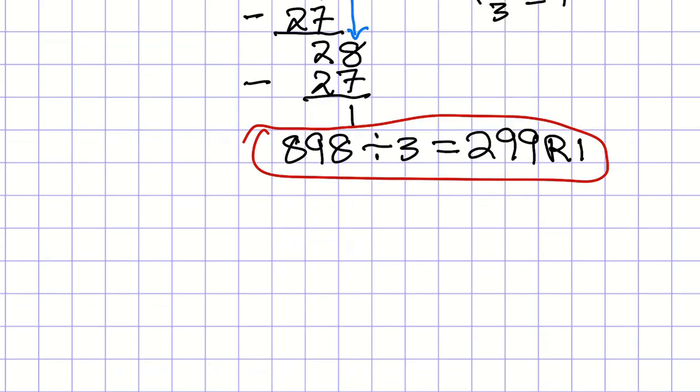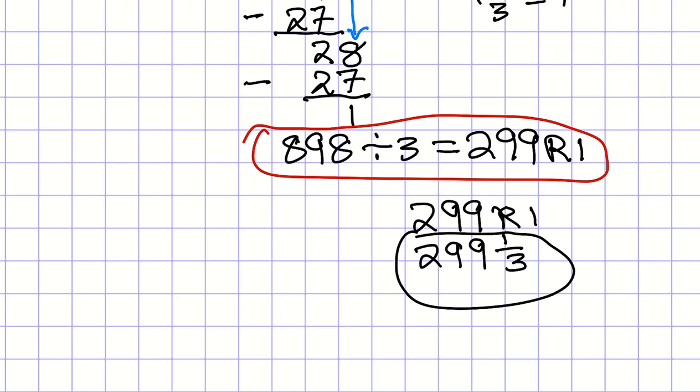By the way, there is something I want to show you. The answer we got there is 299 remainder 1. You can write that as 299 and 1 over 3, because that's what you divide them by, 3. It's perfectly okay to write it like that if your teacher prefers it. Okay, so now we'll move on to the next problem.